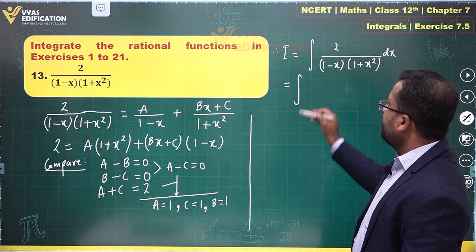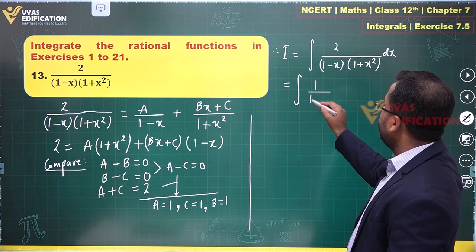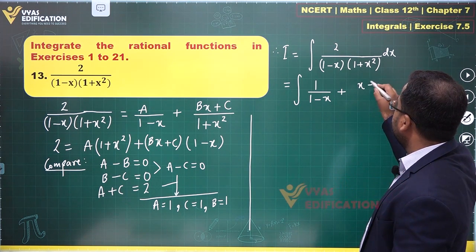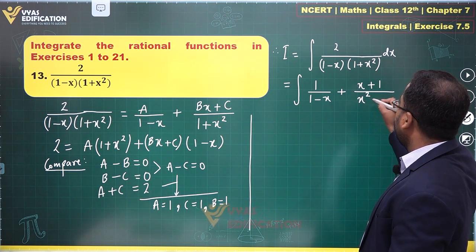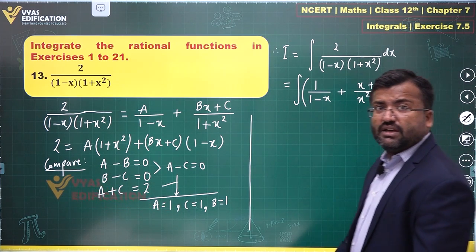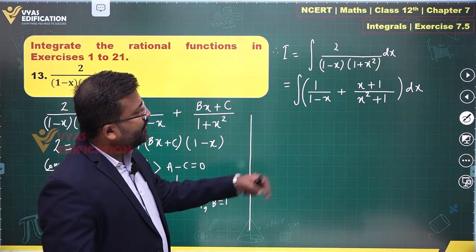This integral will be further equal to a upon 1 minus x. What is a? This is 1 upon 1 minus x plus (bx plus c), b and c are also 1. This is (x plus 1) upon (x square plus 1) dx. This is what you get. Is that okay? Yes, that's pretty simple. Okay, once you reach this stage, then what next?